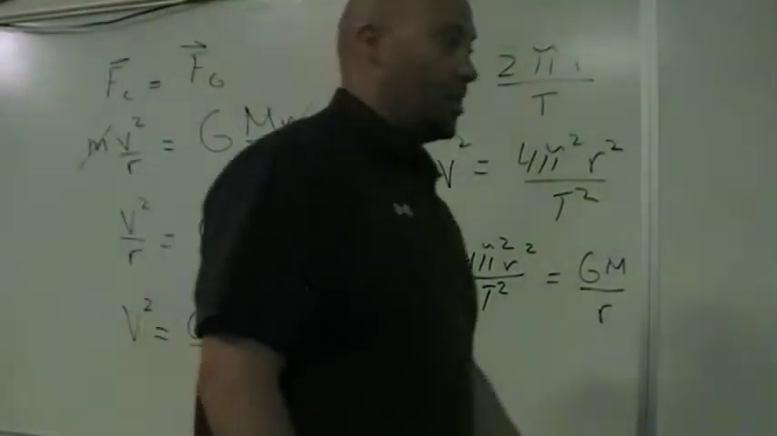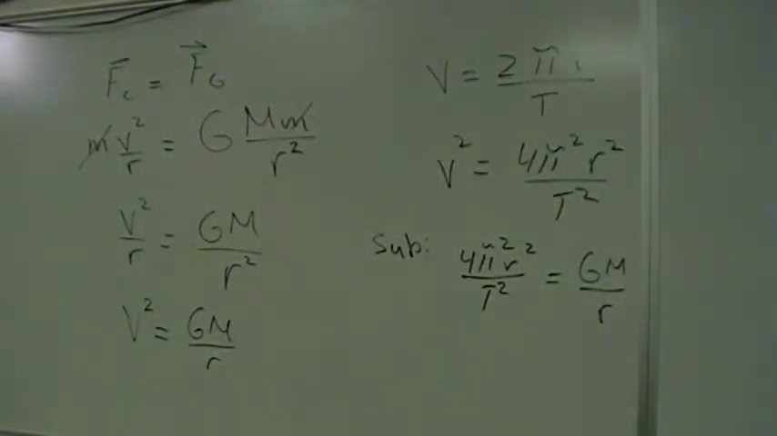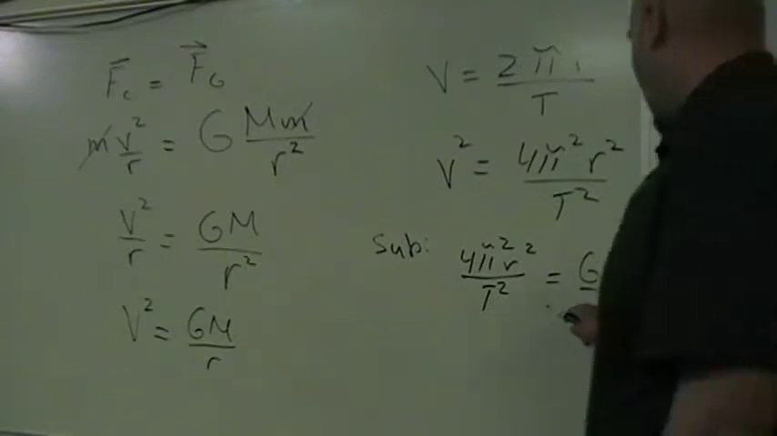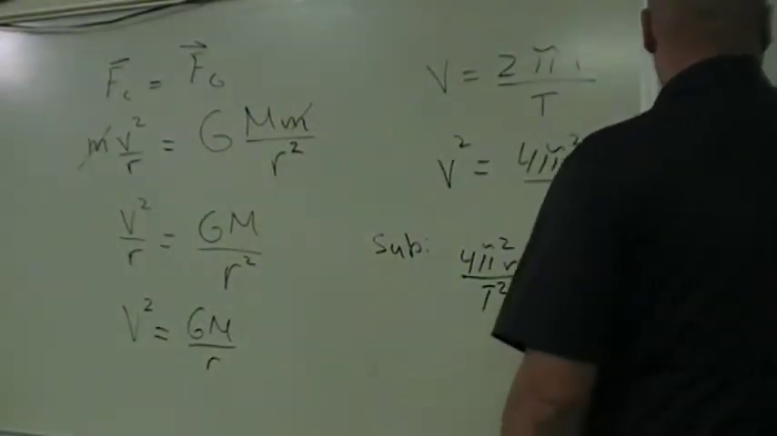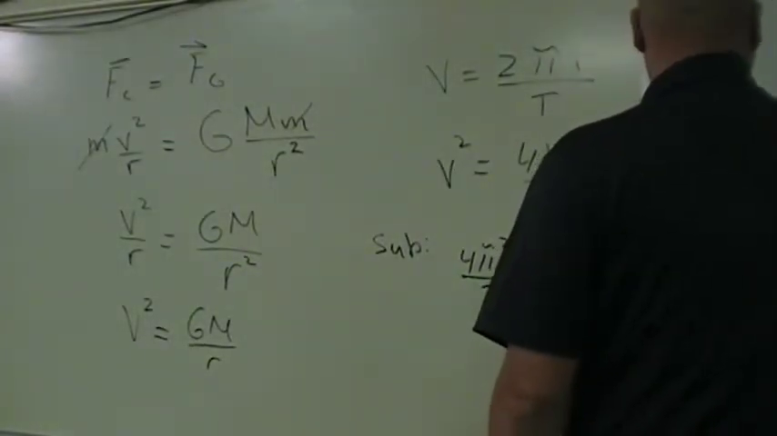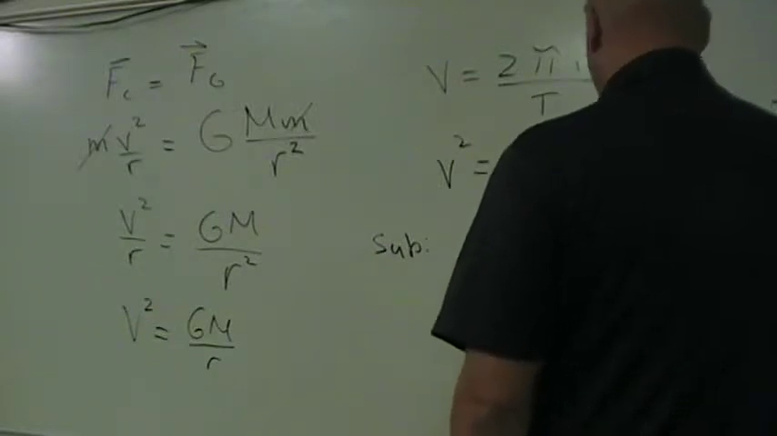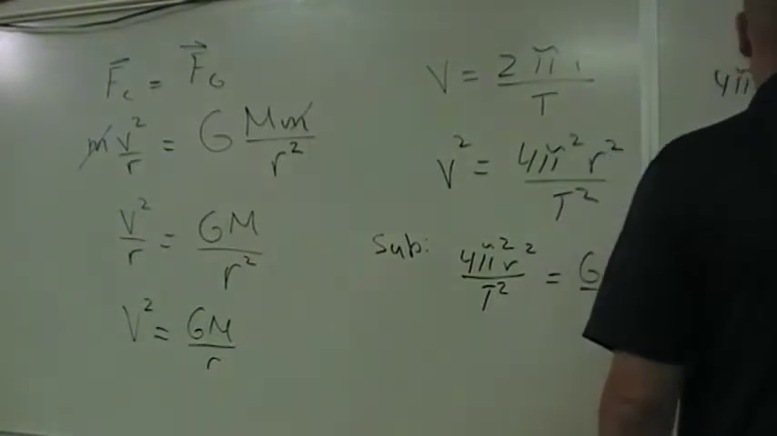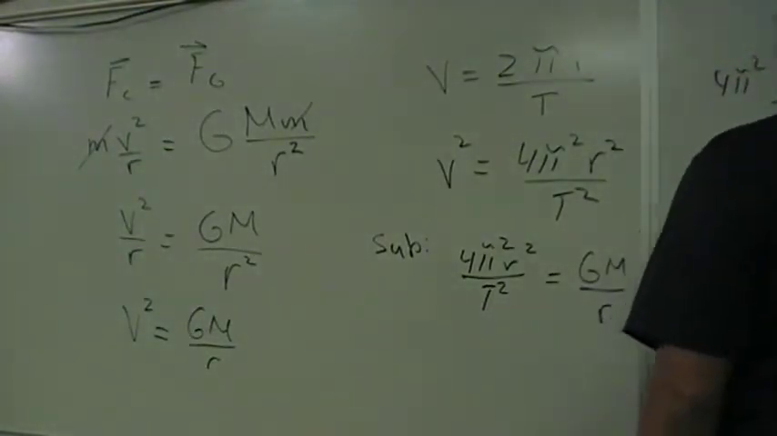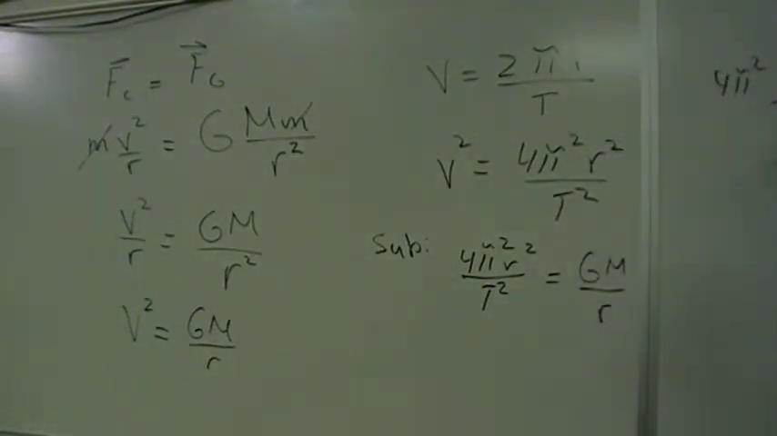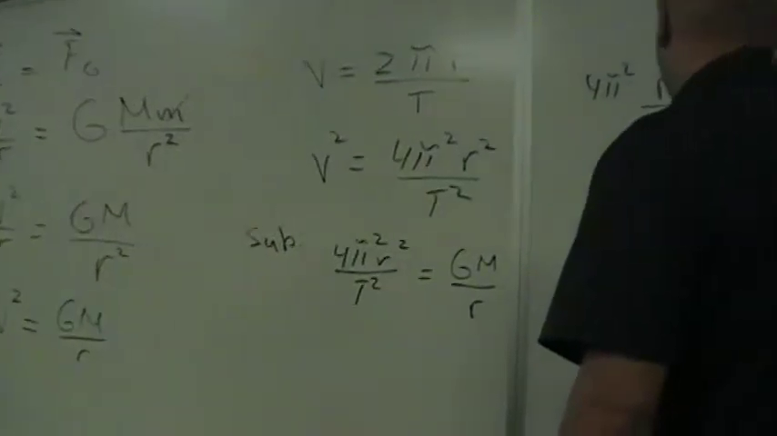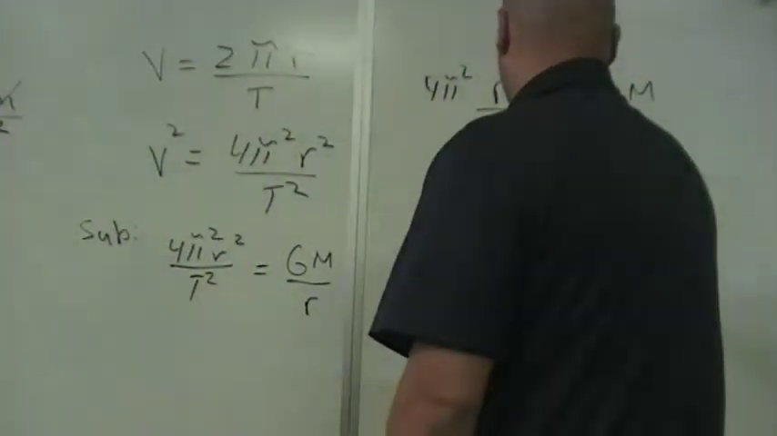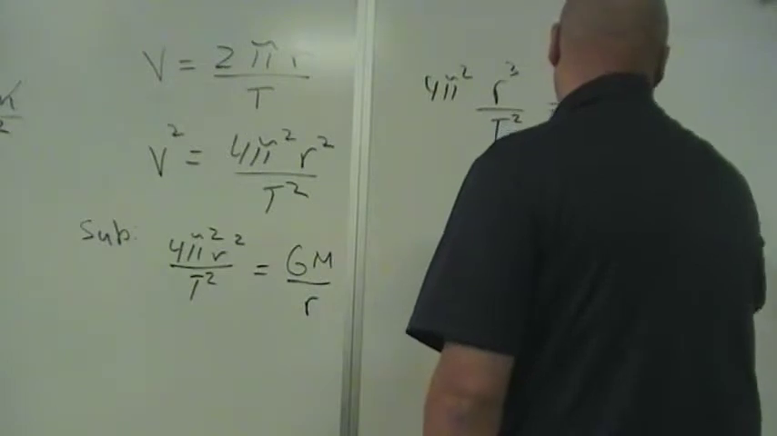And we want to isolate r cubed over T squared. So r cubed over T squared times 4 pi squared equals GM. We want to get this by itself, so we divide both sides by 4 pi squared.